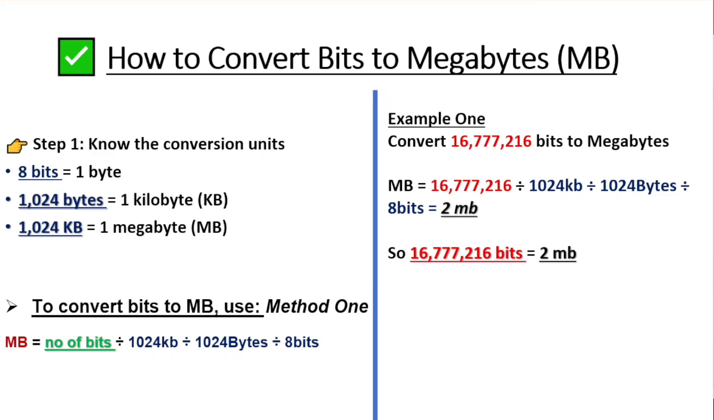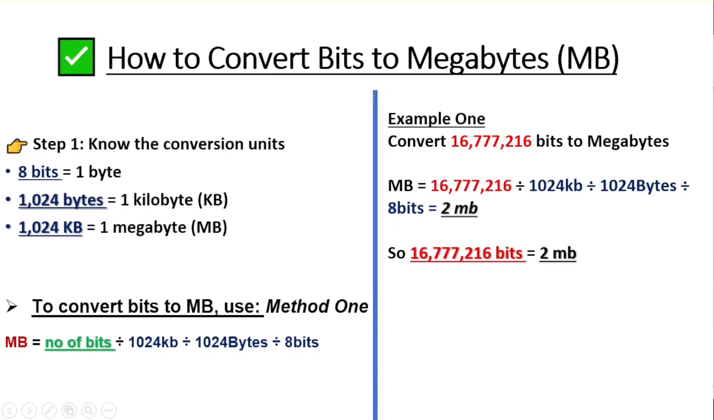So I have two methods. The first method here is the normal method, the long process. Now, if you want to convert bits to megabytes, what you just have to do is to divide through with all these numbers here. So let's say this is an example. Example 1, convert 16,777,216 bits to megabytes. What you just have to do is divide it by 1024 kilobytes.